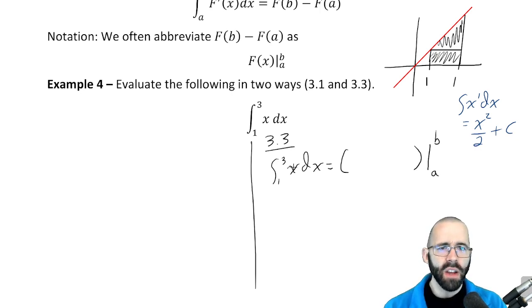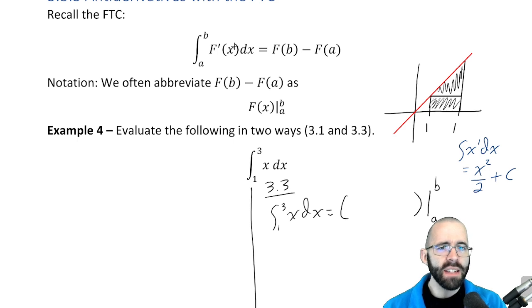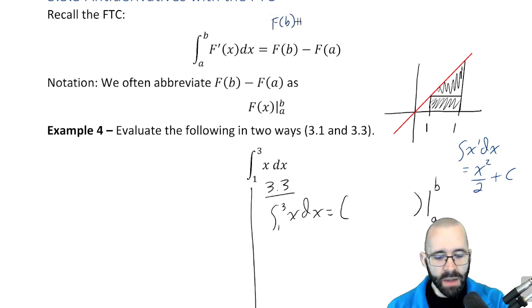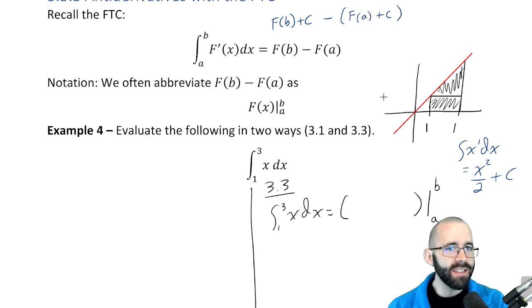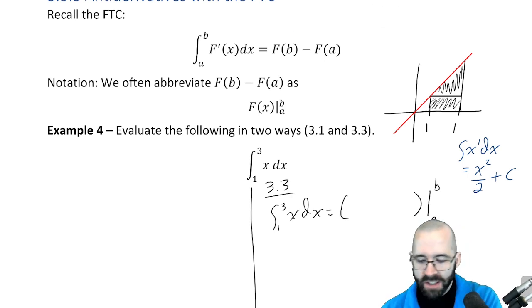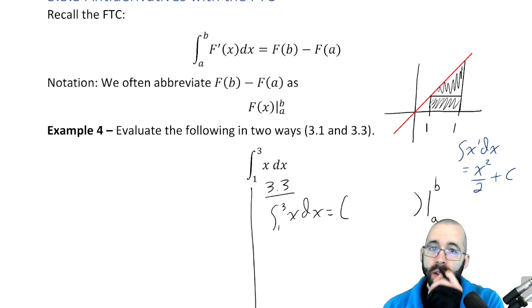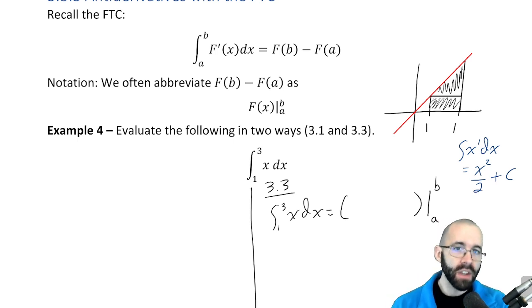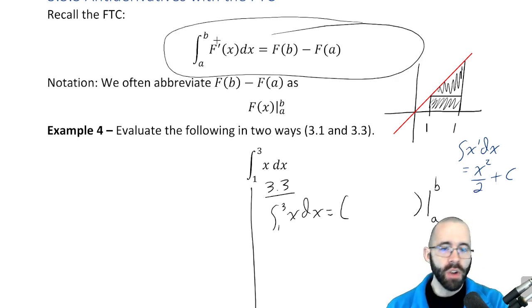Why don't I have a plus c in this formula? The antiderivative has a plus c. Well, basically because what we have is f of b plus c minus f of a plus c. So no matter what constant it is, the constant ends up canceling. So we actually can totally ignore the constants here, which is nice. We only need the plus c for indefinite integrals. For definite integrals, we don't need the plus c.